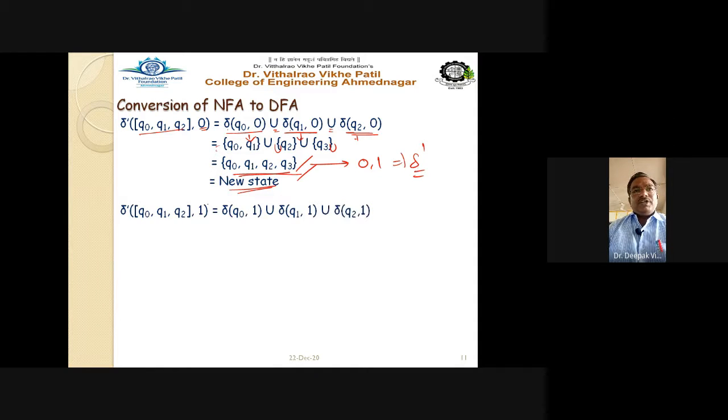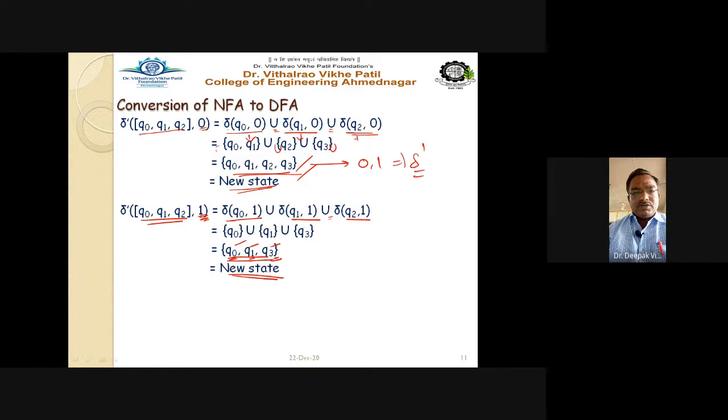The remaining is one input. Take the state {Q0, Q1, Q2} on input 1 and split it: Q0 on 1, Q1 on 1, and the transitions of Q2 on 1. Make a union of these three: Q0, union Q1, union Q3. So you are getting Q0, Q1, Q3. This state is also not available. See here, Q0, Q1, Q3 is not available. Q0, Q1, Q2 is available, but Q0, Q1, Q3 is not. That's why it is called a new state.